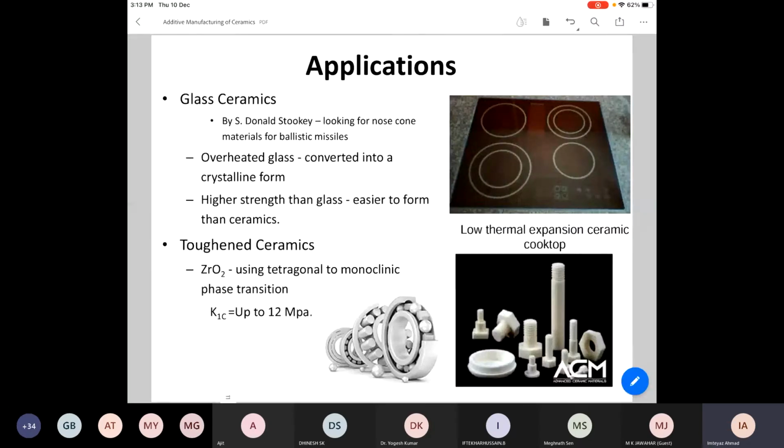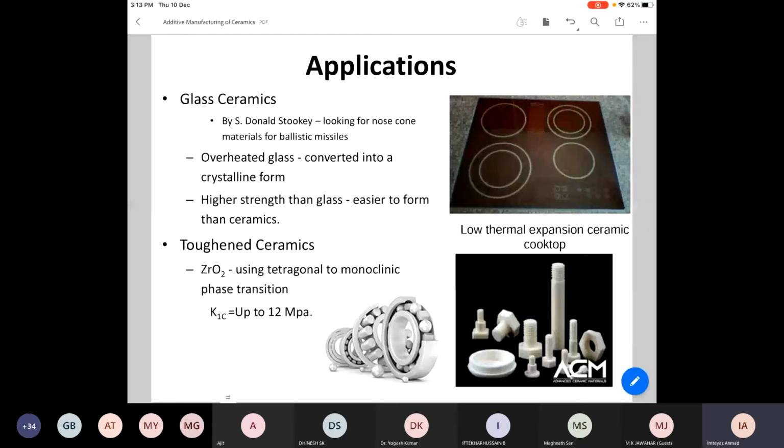Actually, people were looking for a transparent, hard material which could be applied for ballistic missiles, and ended up getting what is known as glass ceramics. And so cooktops nowadays are coming. They're very tough, very hard. You can actually put everything on it, cook it, heat them and cool down. Nothing will happen. They're not fragile at all. They look transparent, but they're not fragile.